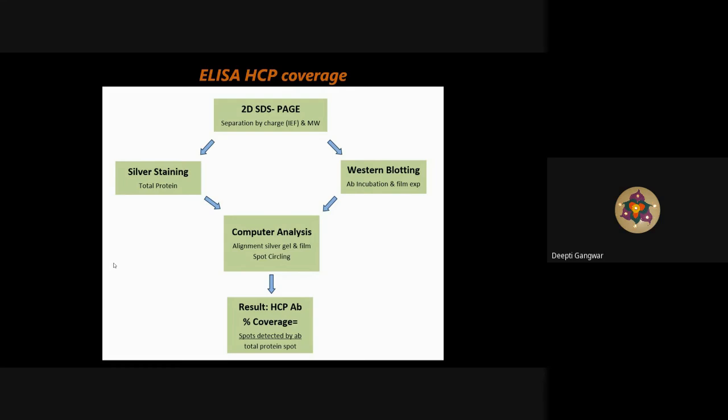To show this coverage, you run a two-dimensional SDS-PAGE. Two-dimensional SDS-PAGE, I'm sure people must have seen. You run two SDS-PAGE gels parallelly, and on one of them you do a silver staining and on the other you do a Western blotting using the anti-HCP antibody reagents that you have generated. Now you do a computational analysis where you match spot by spot, and that will give you the exact coverage: out of the total spots detected on a silver stain, how many spots are being detected on your Western blot. That would tell you the percentage coverage of my particular reagent. So to begin with any ELISA for HCP quantification, this is the first requirement.